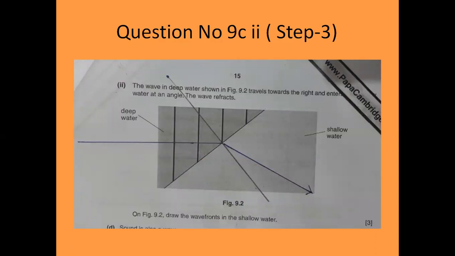So when the waves enter from the deep water into the shallow water, we know that the speed of the water wave will decrease. So whenever the wave speed decreases, the wave bends towards the normal. So in the shallow water, the direction of the wave, which I have represented with this blue line, will bend towards the normal. So you can see I have drawn this. This is the normal, and this is the direction line.